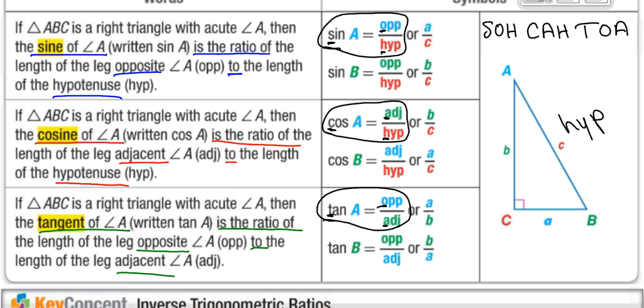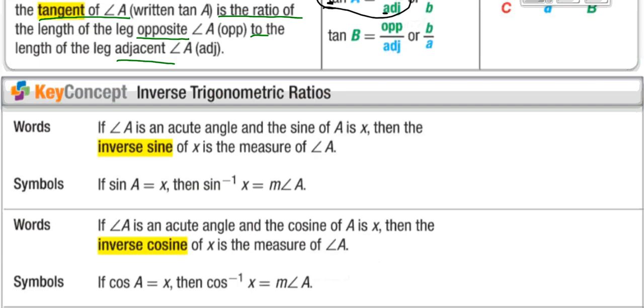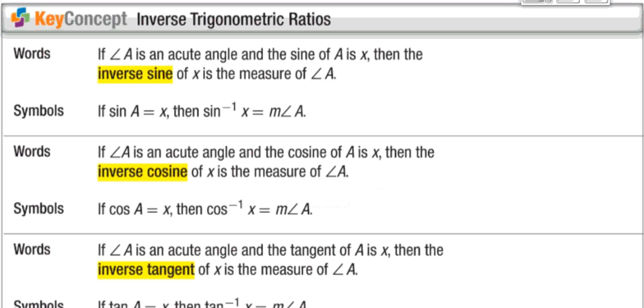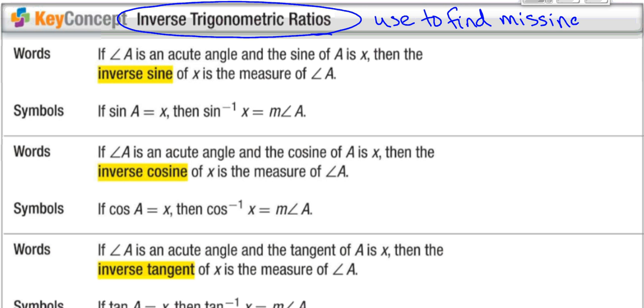That SOHCAHTOA mnemonic device can really help you know which trig ratios you need to be using as you go through. We're going to focus on this part of the slide today in class, and then later we'll do these inverse trigonometric ratios. We will go through this piece of the handout before we move on. So these are the inverse trigonometric ratios, and we'll write ourselves a little note. Use to find missing angle.